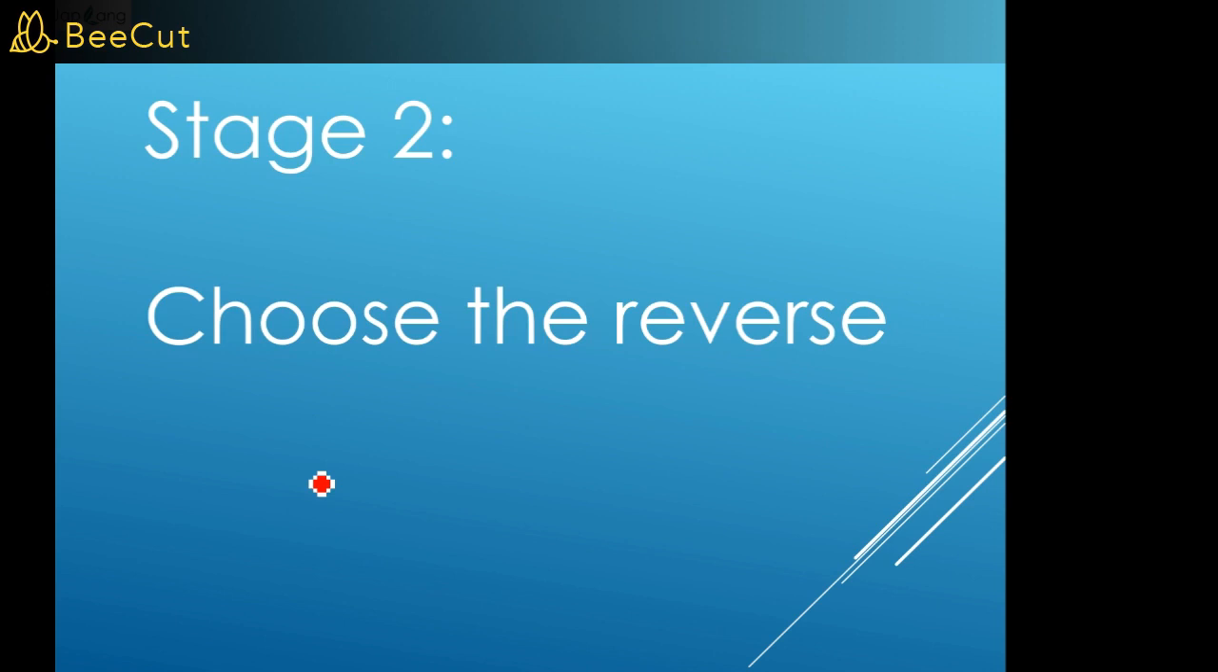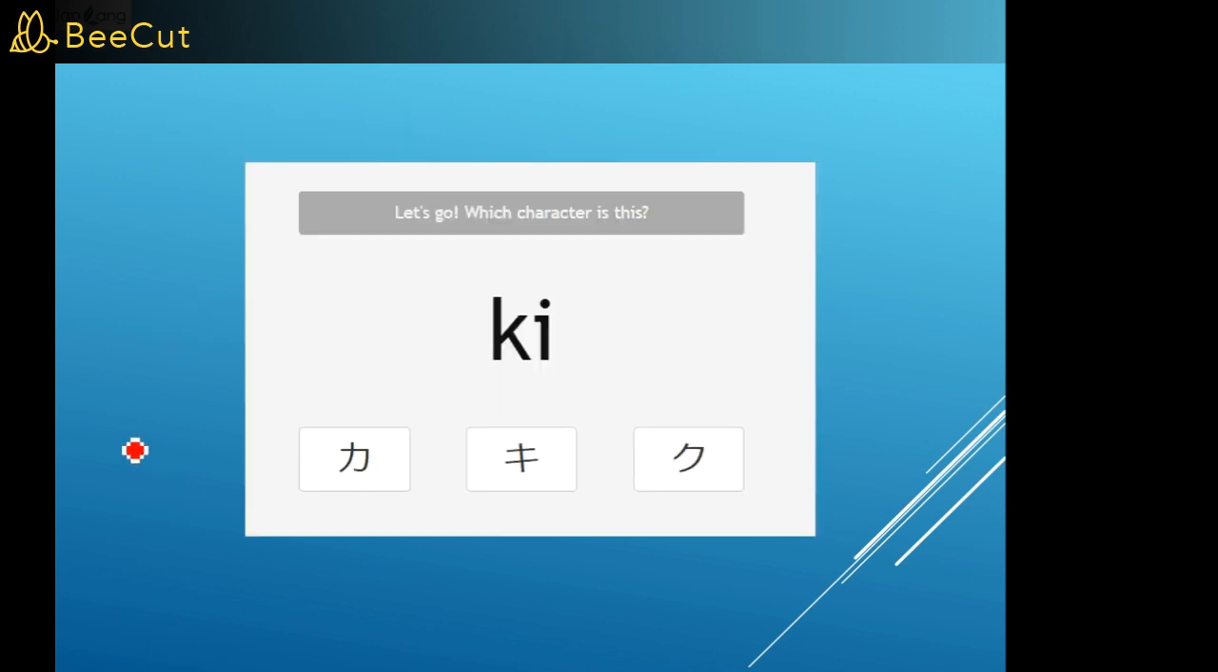Right. So the reverse one, stage 2. Okay, let's go. Which character is this? Ki. Where's the ki? All right. This one? No. This one? No. I think this one. Okay, ki is right. The second one is the right answer.